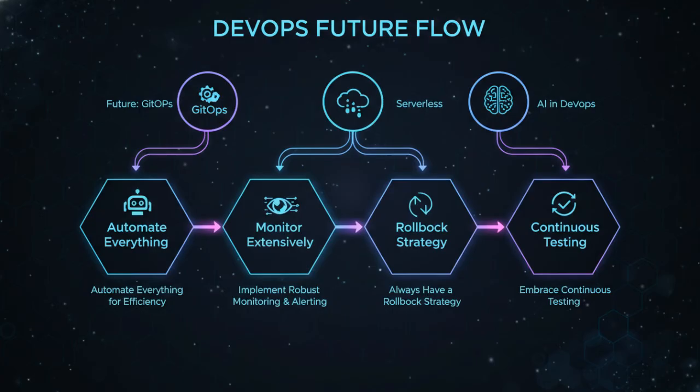Serverless deployments are simplifying infrastructure concerns, and increasingly, artificial intelligence and machine learning are being integrated into DevOps practices, promising predictive analytics for deployment risks, automated anomaly detection, and self-healing systems. These advancements continue to push the boundaries, making deployments even faster, safer, and more intelligent.